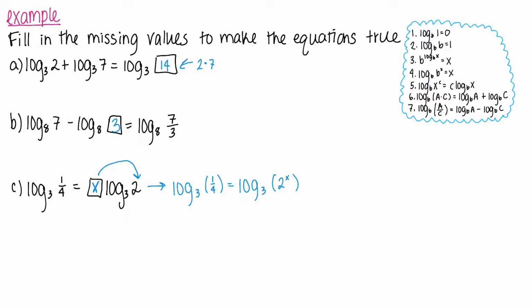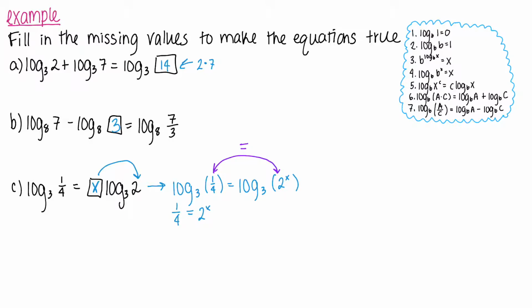Because both sides have a log base 3 and then something inside, if these are equal and the log base 3's are the same on both sides, these insides have to be the same as well. So it would have to be true that 1/4 is equal to 2 raised to the x.